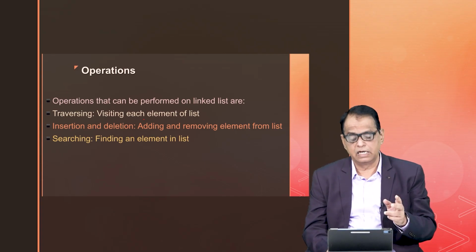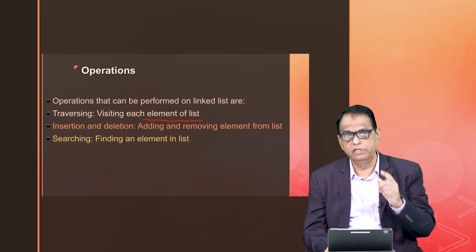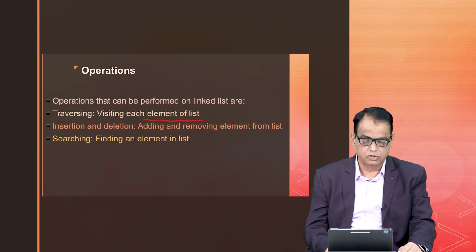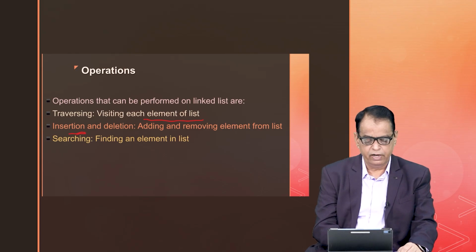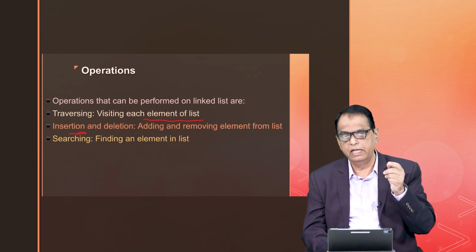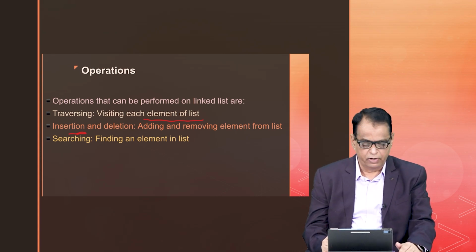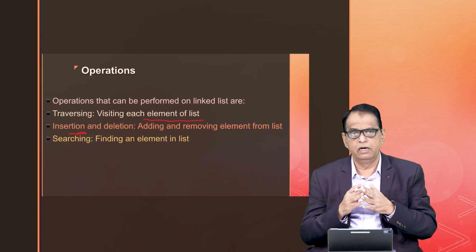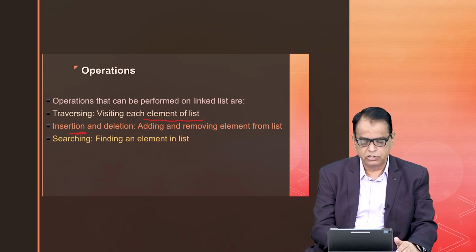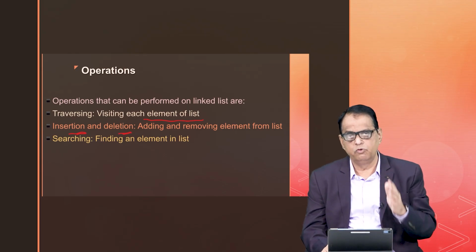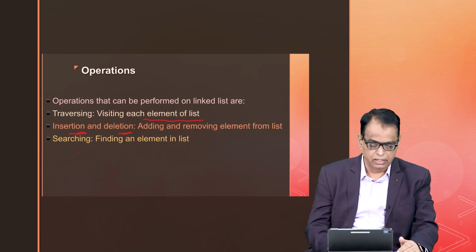Now, as far as linked lists are concerned, we can perform operations such as traversing. Traversing, as I said, means that we can visit each and every element of the linked list. It is also possible that whenever we are given a linked list, we can insert a new element into it, and this operation is called an insertion operation. It is also possible that we want to remove some element from the list, and this operation is called a deletion operation. So insertion and deletion are the most frequently performed operations on the linked list.